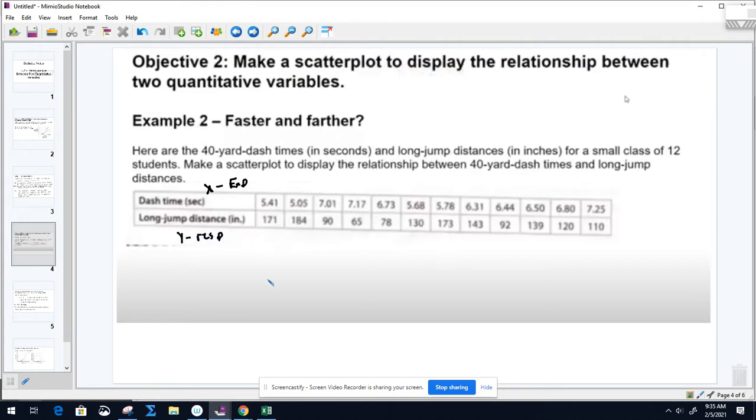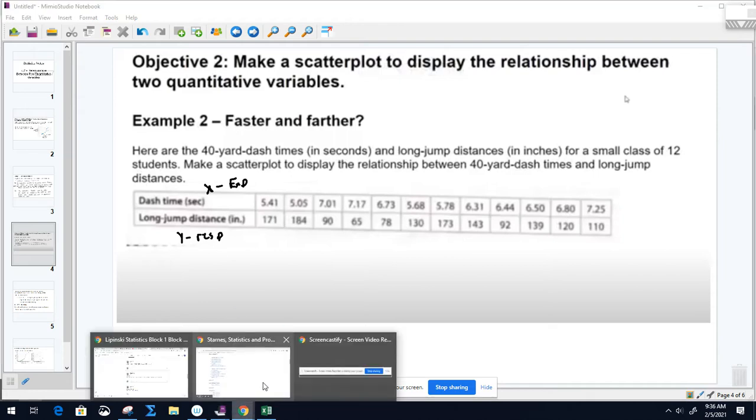So you have to imagine that running track: before you do your long jump, you run. The faster you run, the further you're going to jump. So the faster your time is actually the shorter amount of time. We're going to enter this into the stats applet. And again, we want to make sure we label the axes. So make sure that you take a picture of this. We're going to go to the stats applet.